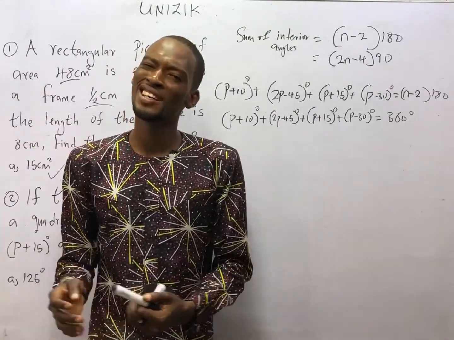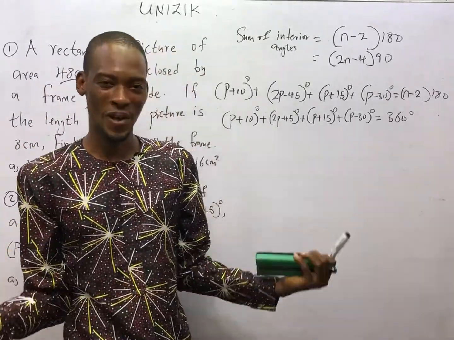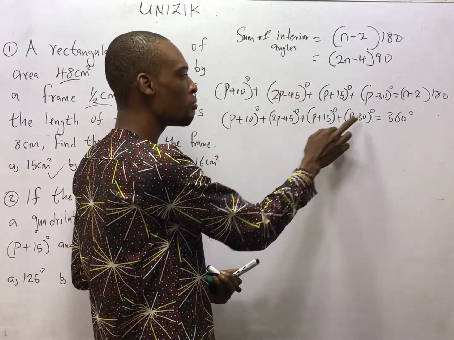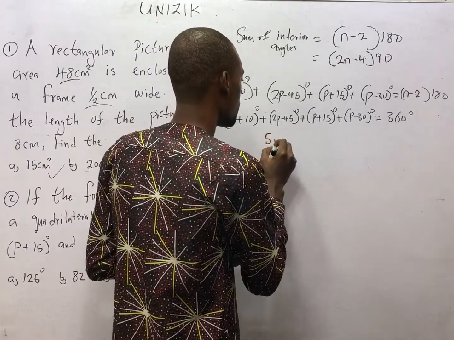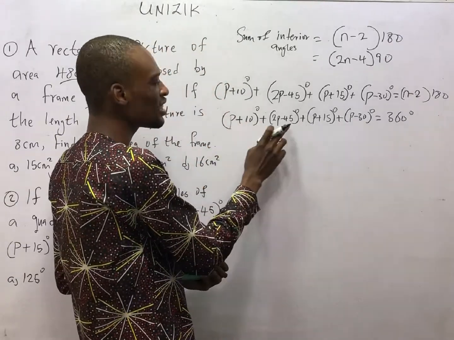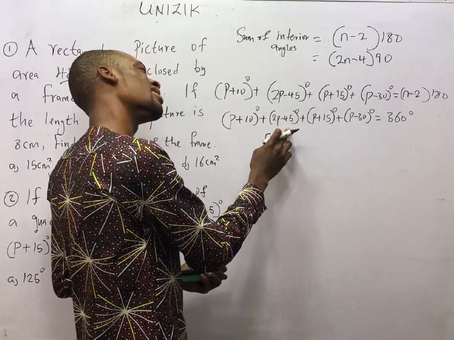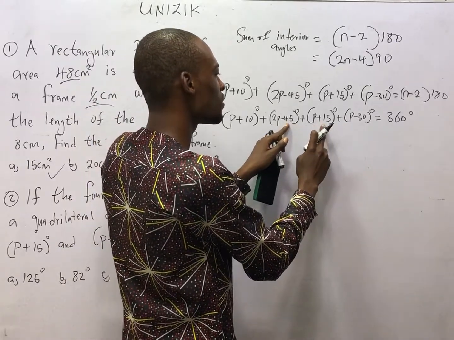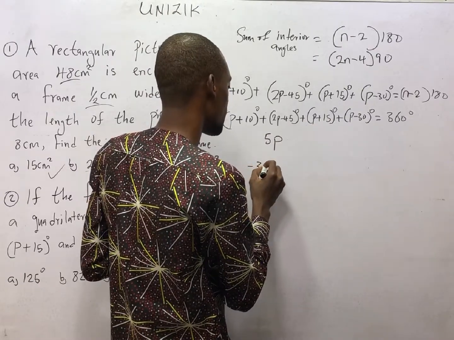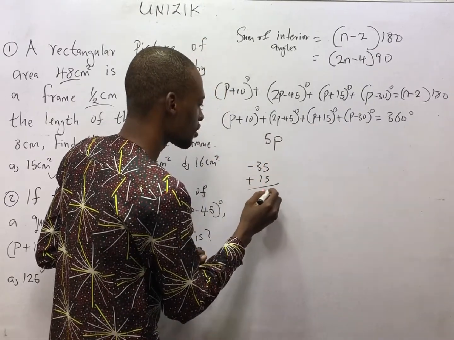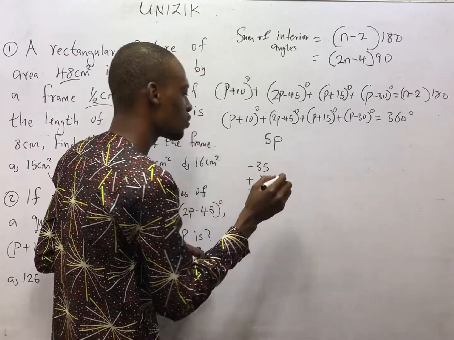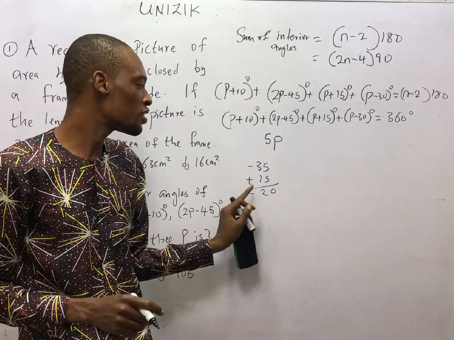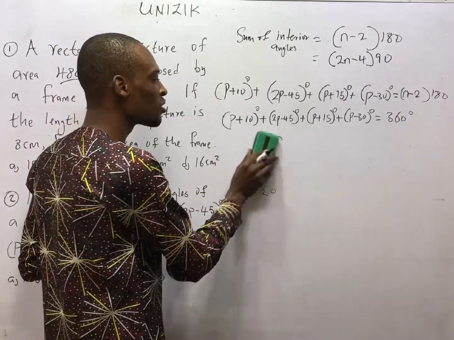What else? Simple primary school mathematics. P plus 2p, that's 3p, 4p, 5p. So 5p. 10 minus 45, that is minus 35. Minus 35 plus 15, so minus 20. So you're owing 35, you paid 15, you still be owing 20. So it's now minus 20.